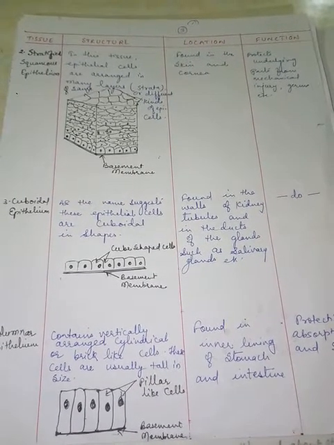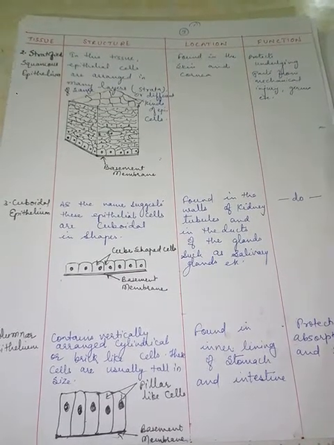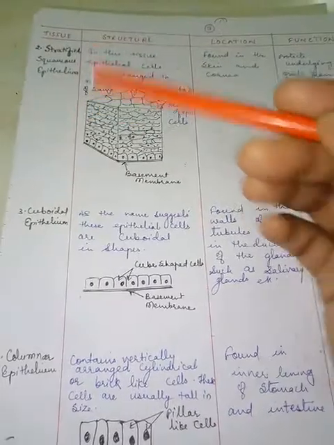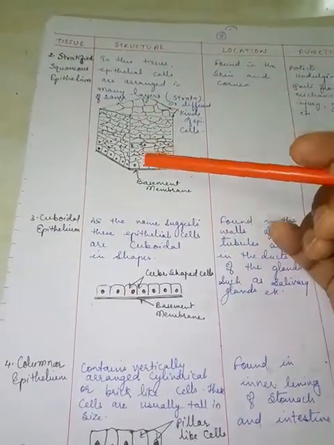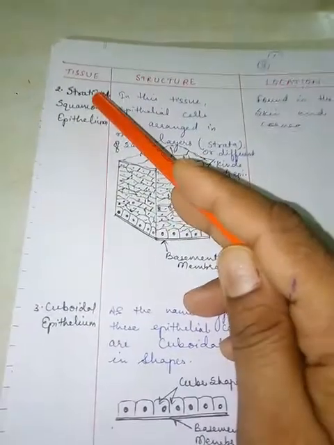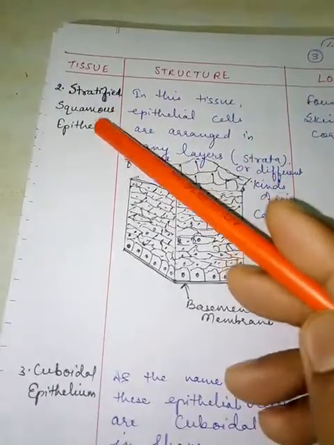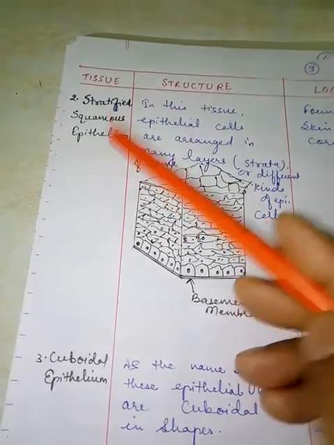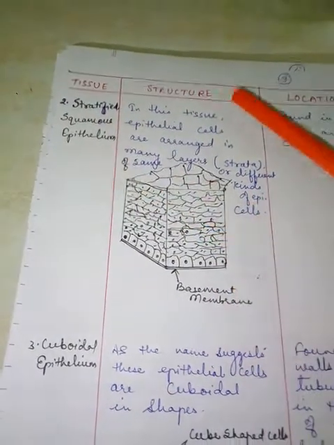Hello children, in the previous video we discussed the simple squamous epithelial tissue present in our body, and we discussed its structure, location, and function also. So let's move further and see the next type of epithelial tissue. Children, the next type is stratified squamous epithelium or epithelial tissue.